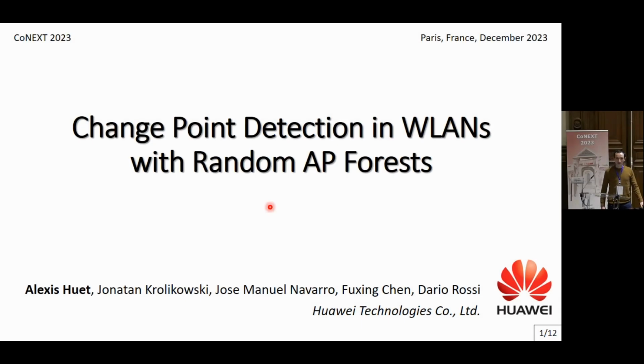Thanks for the introduction. I will present our work, change point detection in WLANs with random access point forests, done here with my co-authors. First, I would like to give more context of this work.